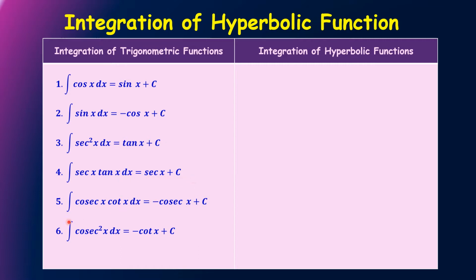The fifth one is integration of cosec x cot x dx. The answer is negative cosec x plus c. And the last one is integration of cosec squared x dx. The answer is negative cot x plus c.